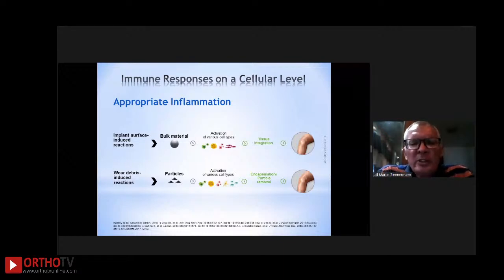I will speak in this presentation about two aspects. If you look at the human response on the cellular level, I will speak first of all from the aspect of the bulk material, the surface of the implant directly, and the effect on the patient, but also the effect on the particle level, what it has on the patient.